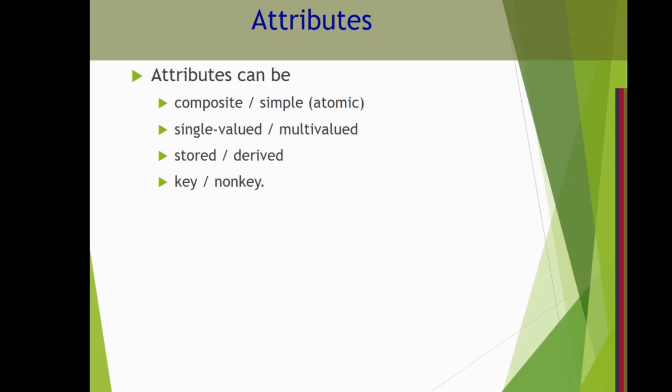So, degree attribute is an example of a multi-value attribute in the case of employee entity set. Are you getting it? Another example of multi-value: color of car. If I got a sports car, it has got 3 colors, not a single color. Then stored and derived.